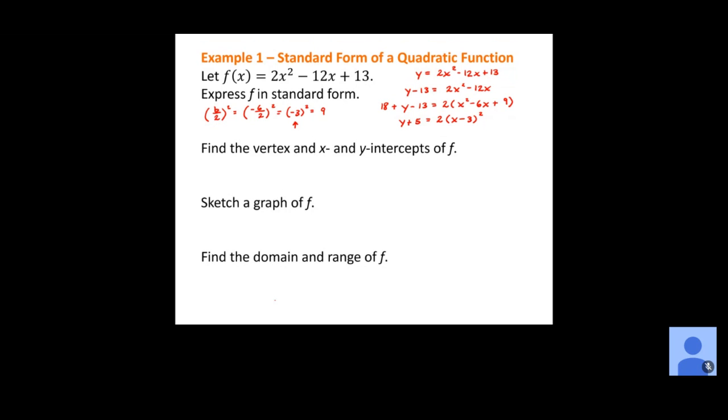And then our last step, we just need to move the 5 back to the other side now. So we're going to have y equals 2 times x minus 3 squared. And then we're going to subtract 5 to move it back. That would be our standard form now of this quadratic, because remember the standard form is a times x minus h squared and then plus k.